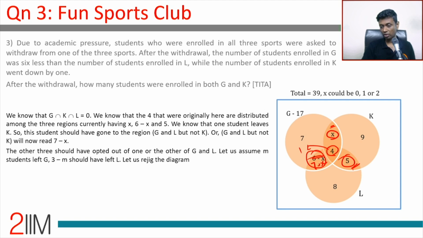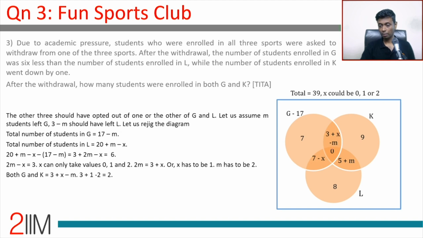If you account for one other variable, say m students come here, then 3 minus m students go here. Totally 3 students go away from here into here. So let's rejig this diagram. Bang in the middle is 0. This becomes 7 minus x. So 1 has gone here. Some m go here. Some 3 minus m go here. Fine, brilliant. So 3 plus x minus m is this region. This is 0. 7 minus x, 5 plus m, etc.